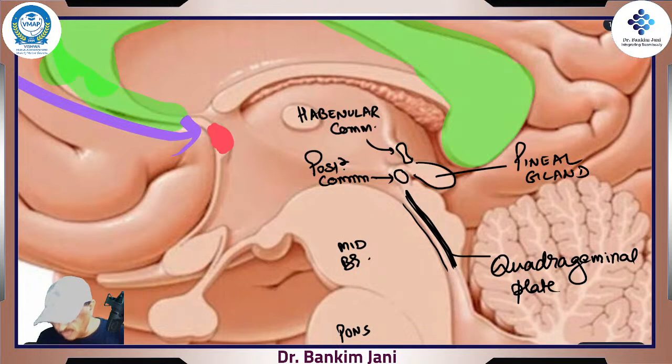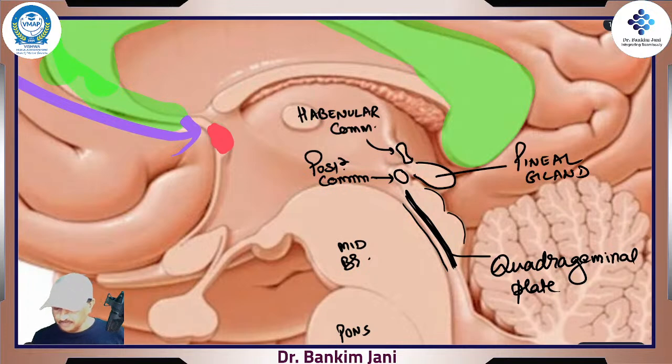And then do you see two prominences? Two prominences, like a bulge. The quadrigeminal plate is like a cloth, and when there is something inside, it will bulge. So same thing over here. This is the first bulge, and then there is a second bulge.